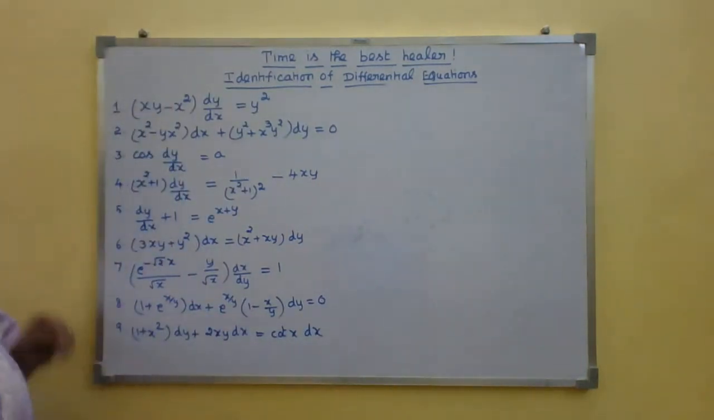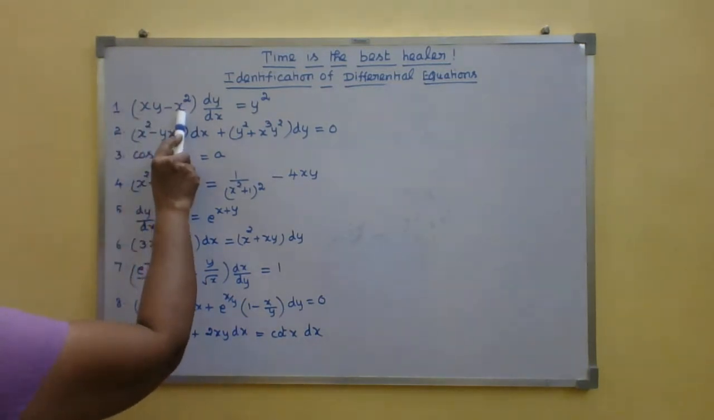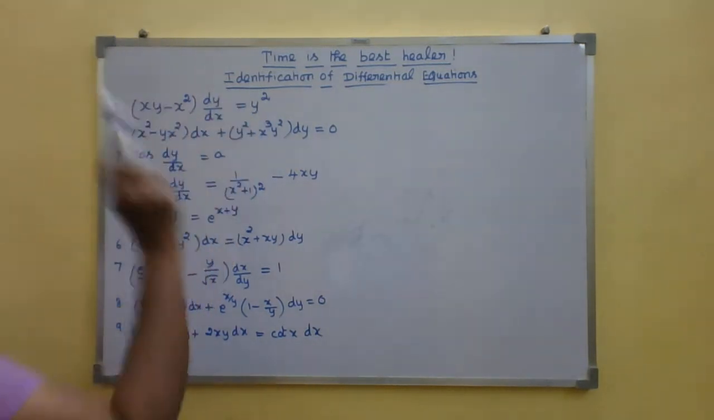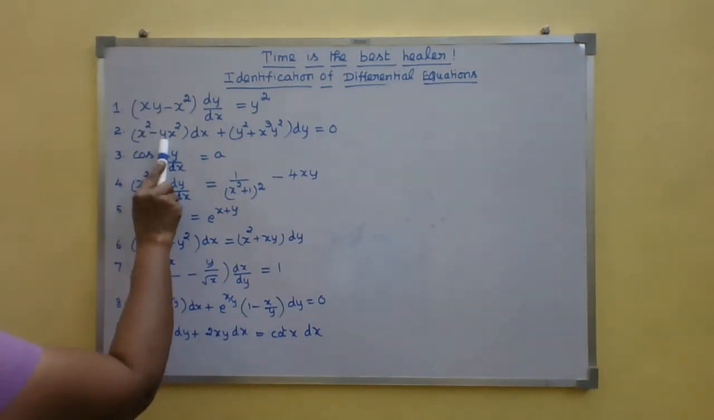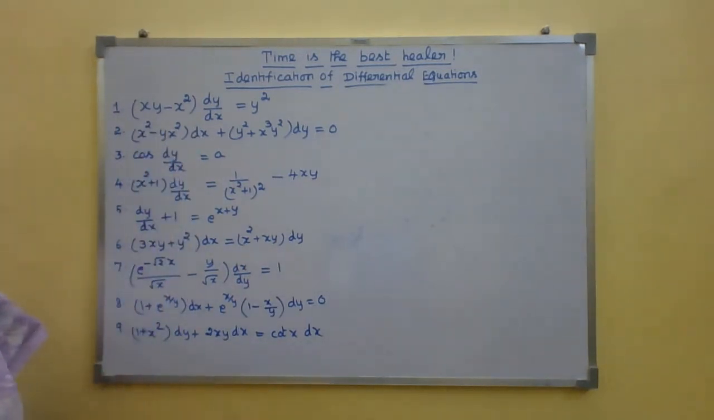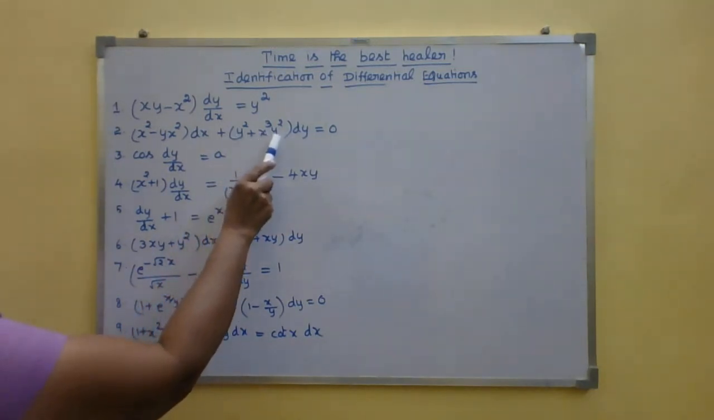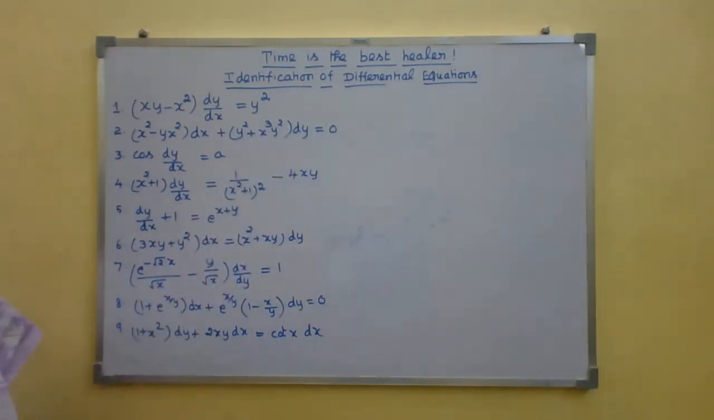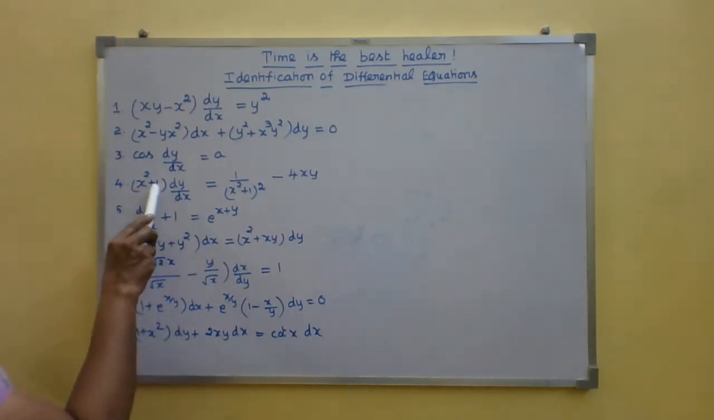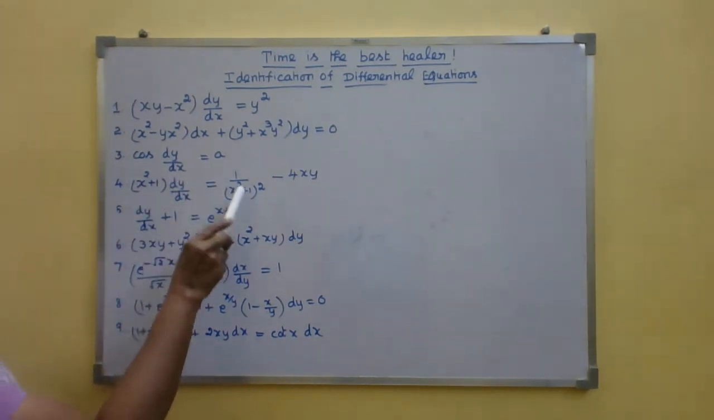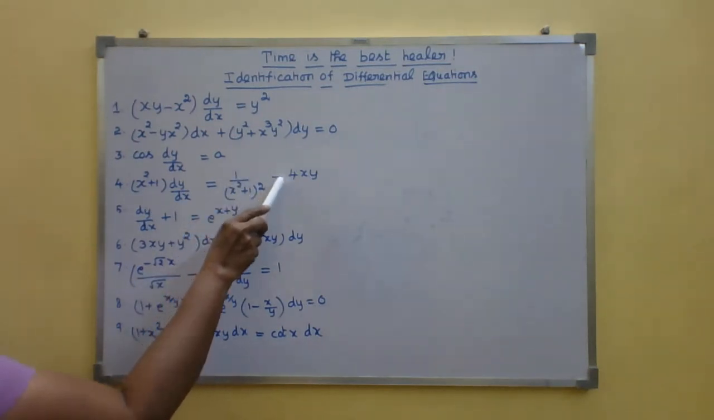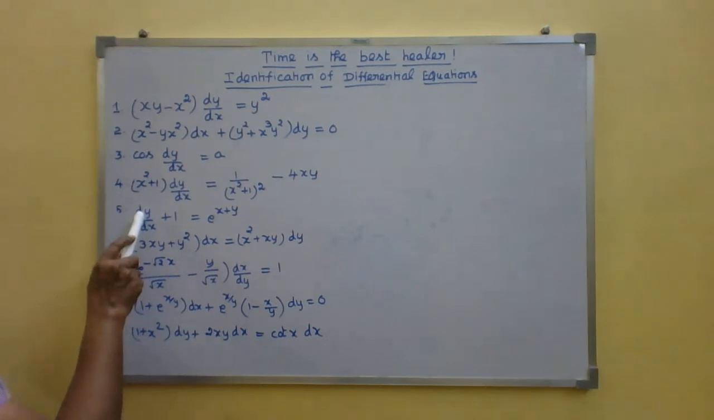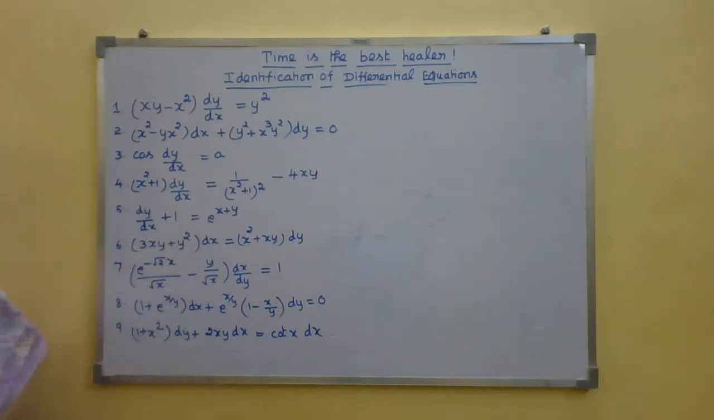Now see here, you have 9 sums. Let me just read them. One: xy minus x squared into dy by dx is equal to y squared. Two: x squared minus yx squared dx plus y squared plus x cube y squared dy is equal to 0. Three: cos of dy by dx is equal to a. Four: x squared plus 1 into dy by dx is equal to 1 by x squared plus 1 the whole squared minus 4xy. Five: dy by dx plus 1 is equal to e power x plus y.